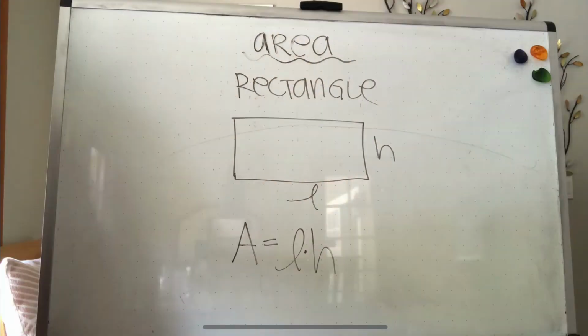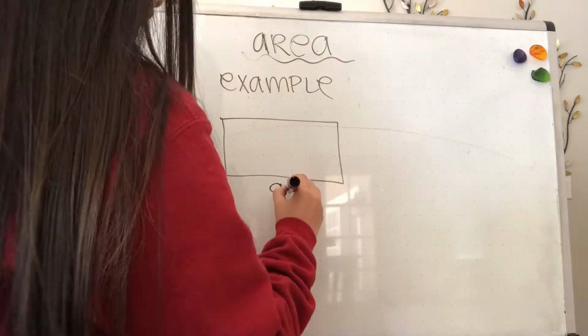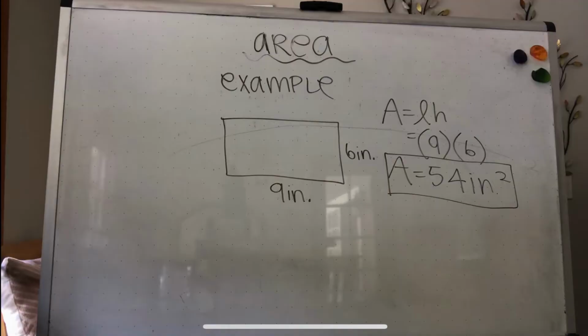So the area of a rectangle is length times height. The example that I gave is the length is 9 inches and the height is 6 inches. So if we plug it into the formula, 9 times 6 equals 52. So the answer is the area is 52 inches squared. And for the area, the units always have to be squared.